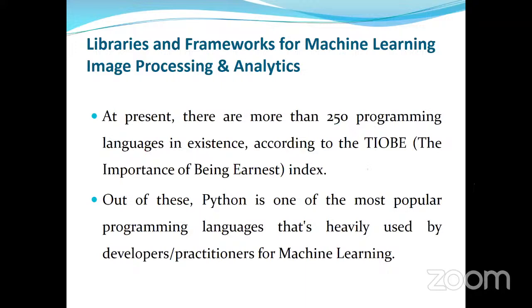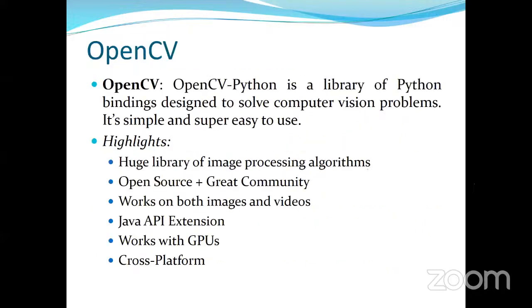At present, as a company, TIOB has recognized 250 programming languages for machine learning and image processing algorithms. Out of which Python is the most popular programming language, highly used for machine learning. And we have OpenCV for Python. It's a huge library, it's open source, and it has a great community also. So with a great community, you can get suggestions and give your suggestions also. It works with graphical processor units, and it is cross platform. OpenCV I have worked with. It's a very good Python library for computer vision problems. You can do segmentation, pre-processing, and feature extraction with OpenCV.